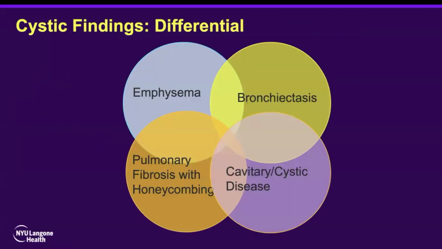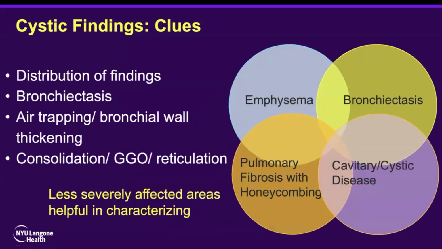So there is a broad differential diagnosis when we first encounter what appears to be cystic appearing findings: emphysema, bronchiectasis, pulmonary fibrosis with honeycombing, and cavitary or cystic lung disease can all overlap and also coexist within the same patient. Emphysema tends to be upper lobe, and we typically think of paraseptal emphysema. Bronchiectasis more centrally, pulmonary fibrosis with honeycombing with more accompanying reticulation and ground glass, and cavitary and cystic disease as isolated lesions. So how can we differentiate these findings?